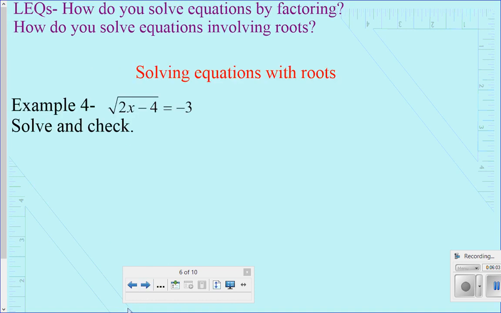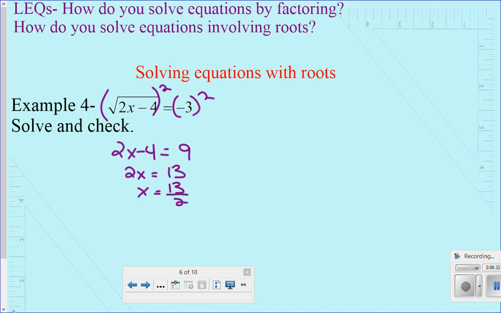So earlier in the year, we looked at solving equations that had roots. So this should be a review. I'm solving when I have a square root equals negative 3. So the first thing that I'll do is to undo a square root, I'm going to square. And when I square that, I'm getting 2x minus 4 on the left, and negative 3 squared is 9. So I can solve that easily.